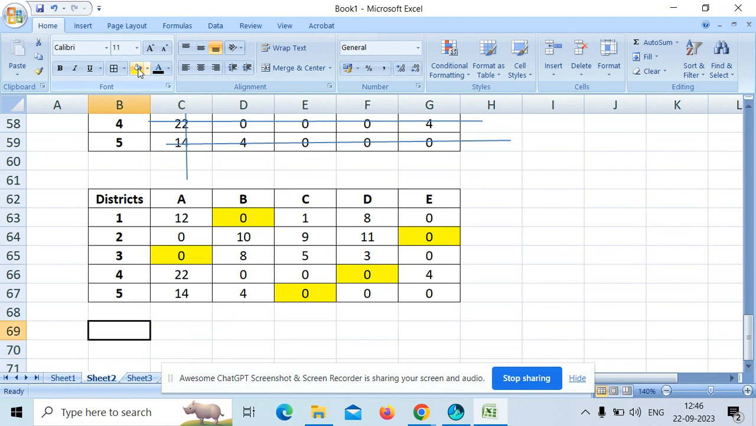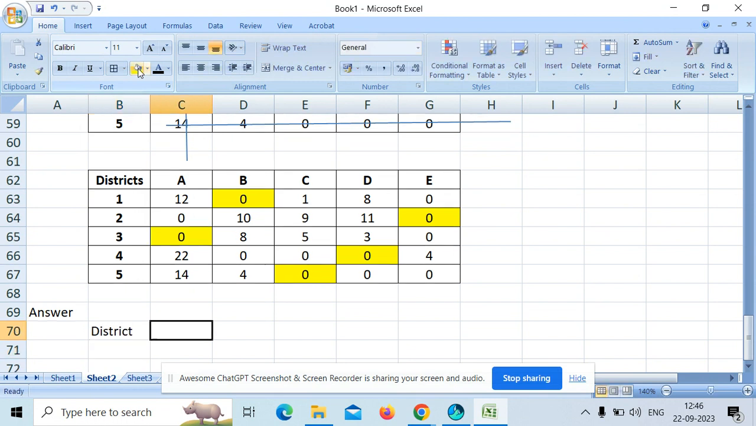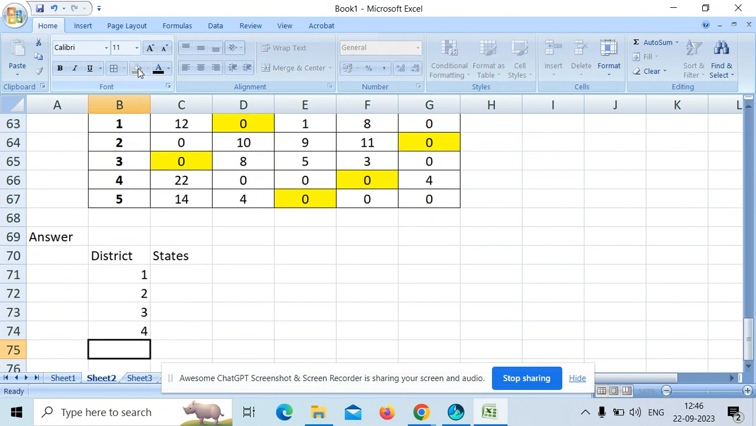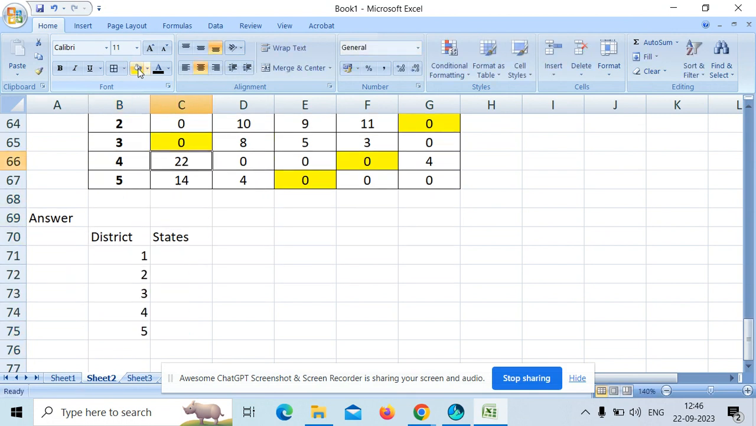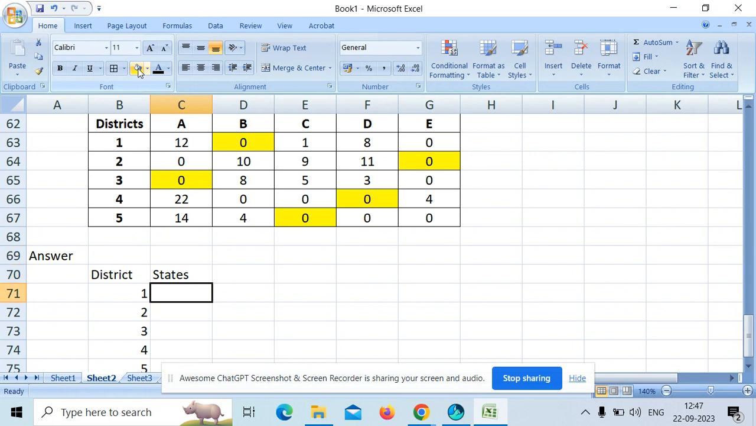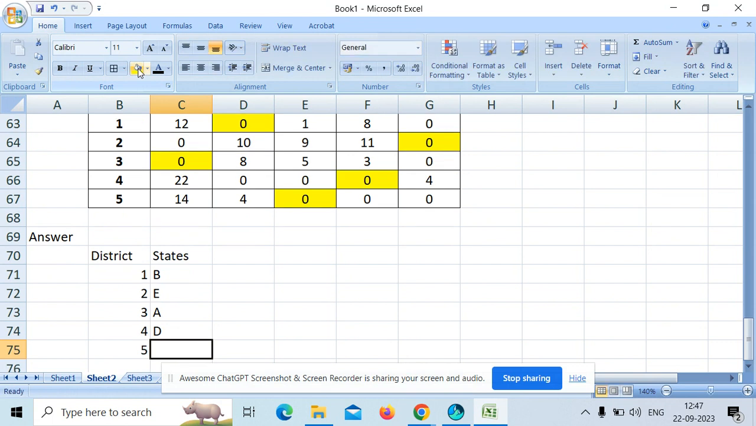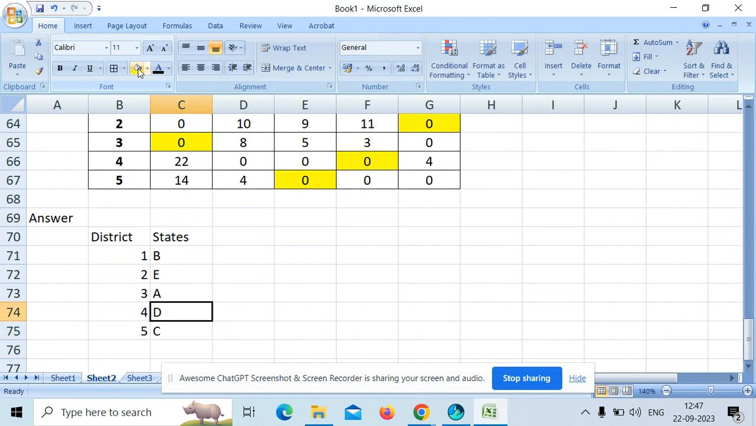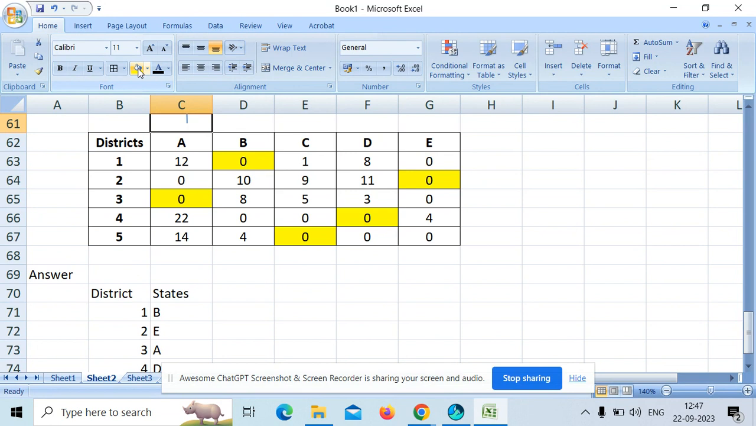So I'll note down my answer. It's districts and states. Districts are 1, 2, 3, 4, 5. States will be A, B, E here. A, then E, B is E, 4 is C, and 5 is D.